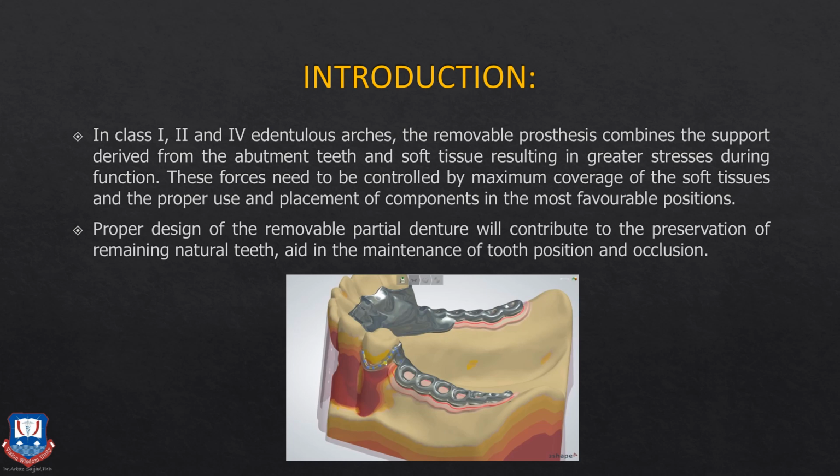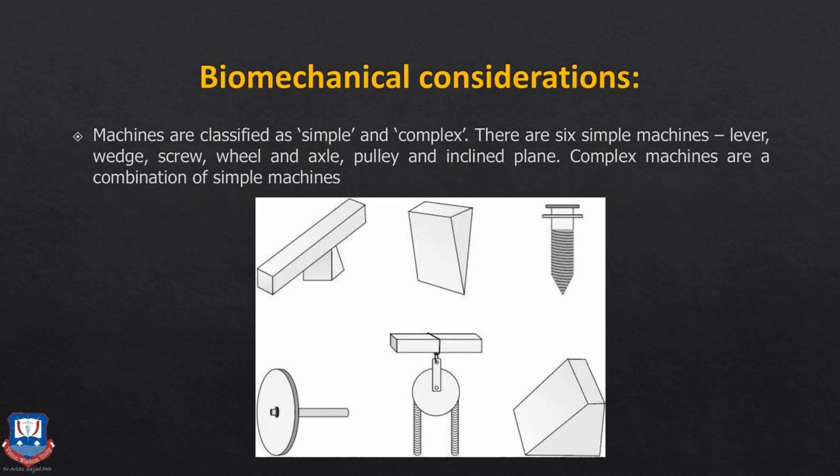Now the proper design in removable partial dentures will contribute to the preservation of not only the remaining natural teeth or the abutment teeth but also aid in maintaining the tooth position and the stability of the prosthesis. So next, let us consider the various biomechanical factors that affect the stability, retention and functioning of an RPD. Now machines are classified as simple and complex based on their designs.